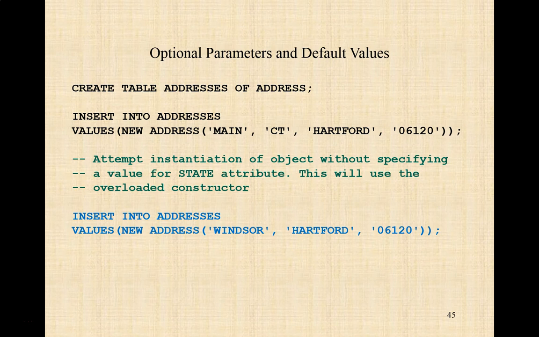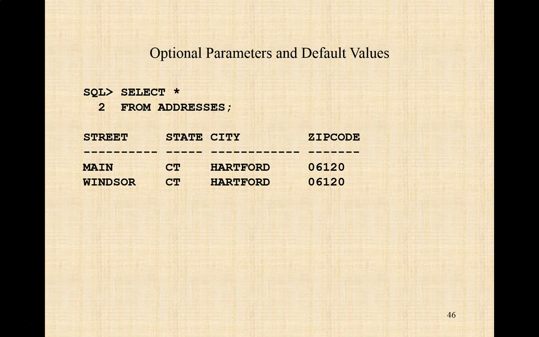Therefore, due to the difference in the signatures, the system recognizes you're calling the other constructor. You're calling the overloaded version. This is the same as in object-oriented programming languages, such as Java or C++. Let's examine the result. If we go to the database and query the addresses table, 2 row objects are returned. And notice the one for Windsor Street has a value of Connecticut. This was not supplied by invoking the constructor and giving it a value for the state, but this is the default value.